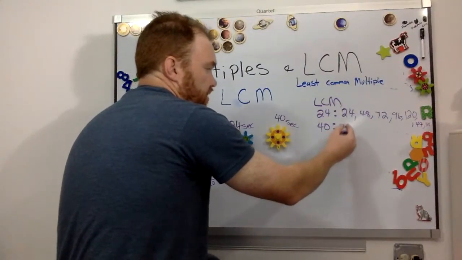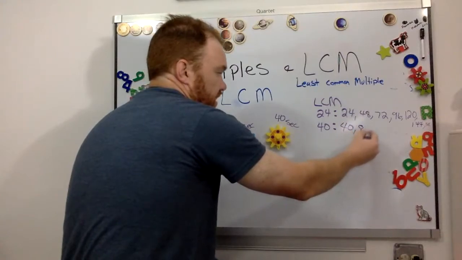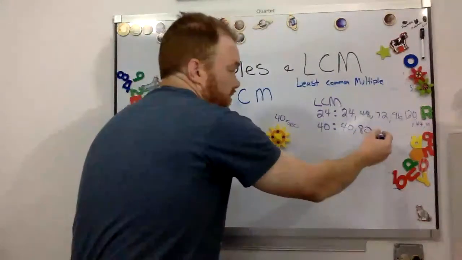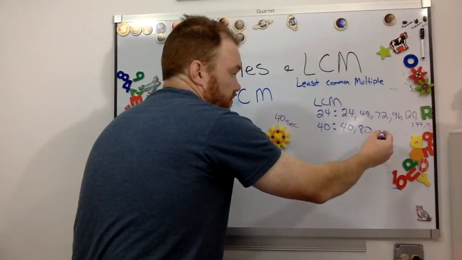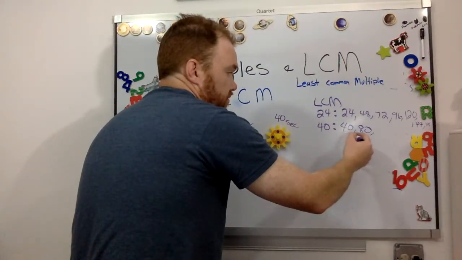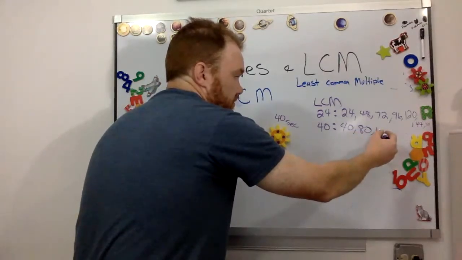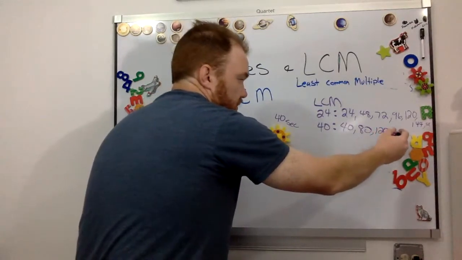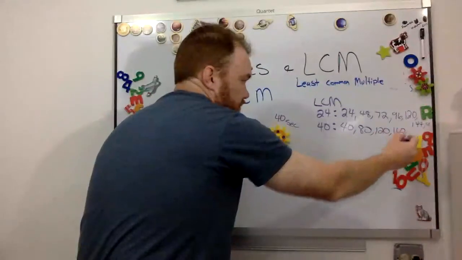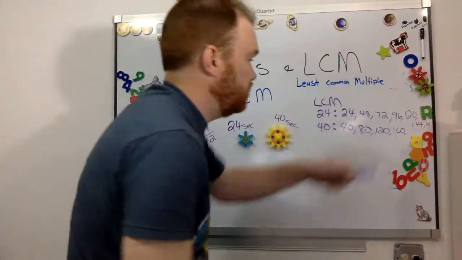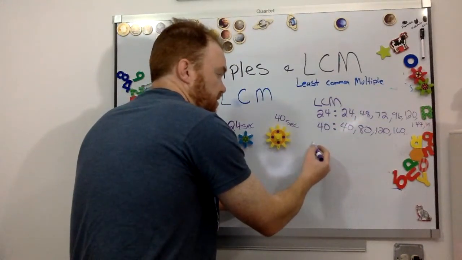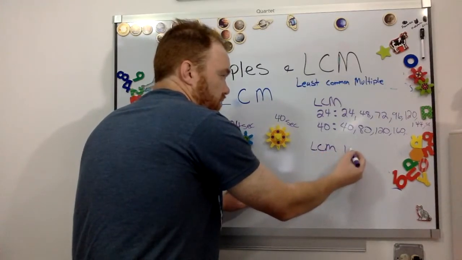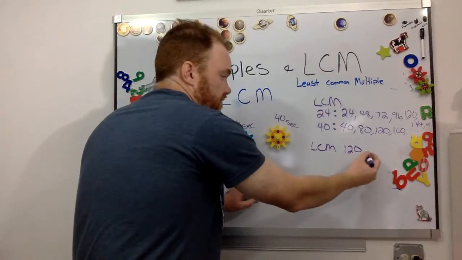So 40 would be 40, 80. Just count by 4s and add a 0. 40, 80, 120, 160. Oh, 120. So listing them out here did actually work, and it wasn't too bad. So the LCM is 120 seconds.